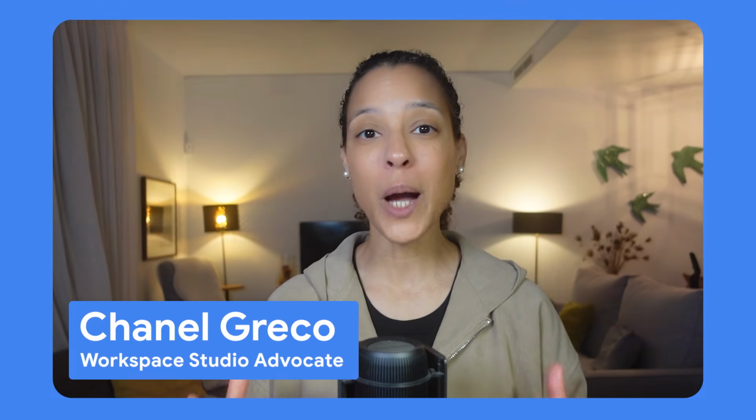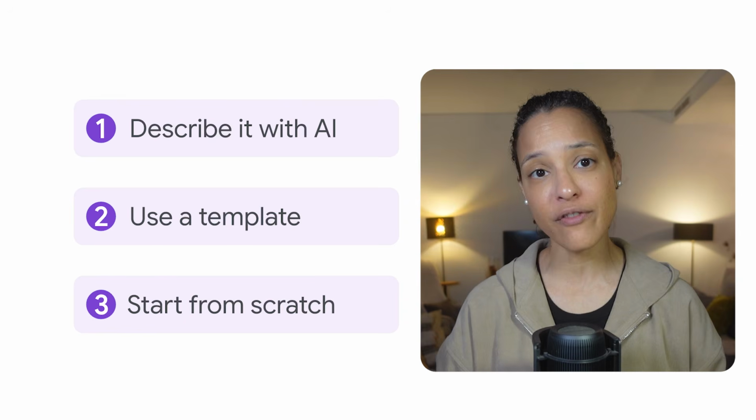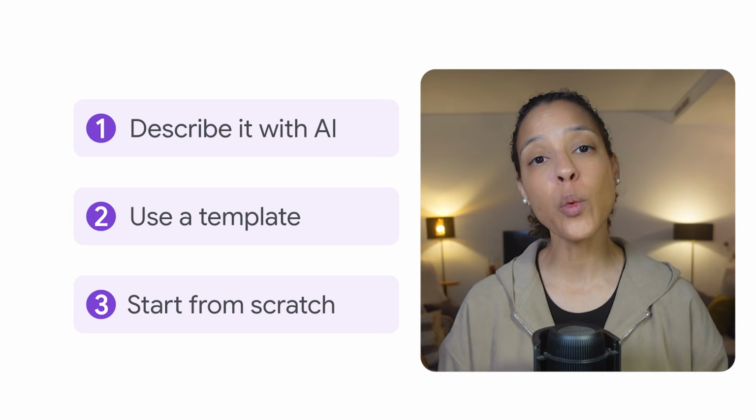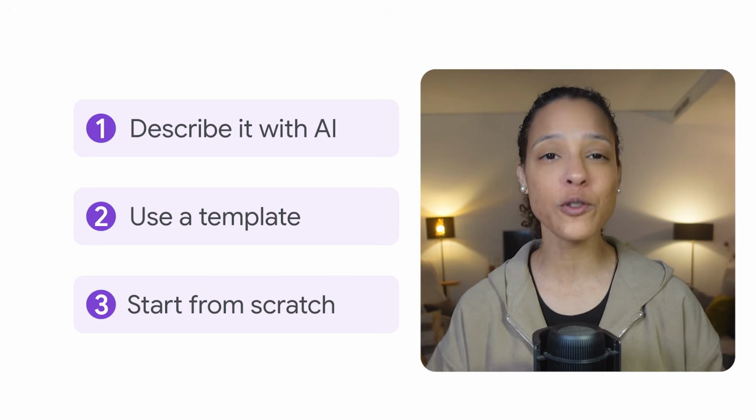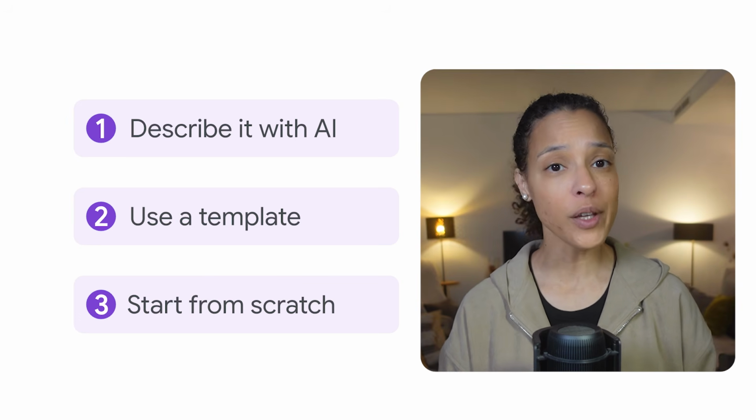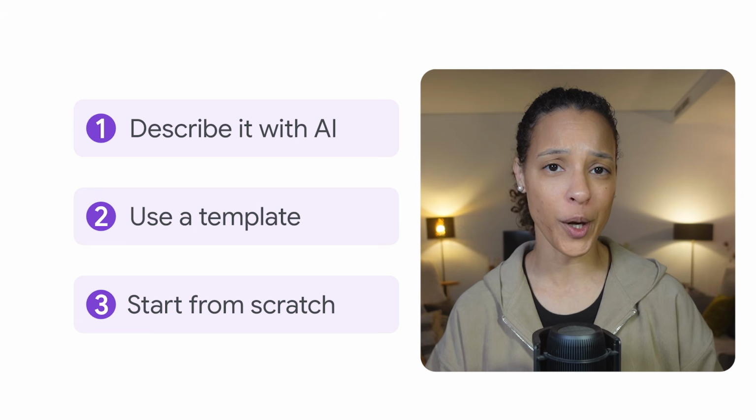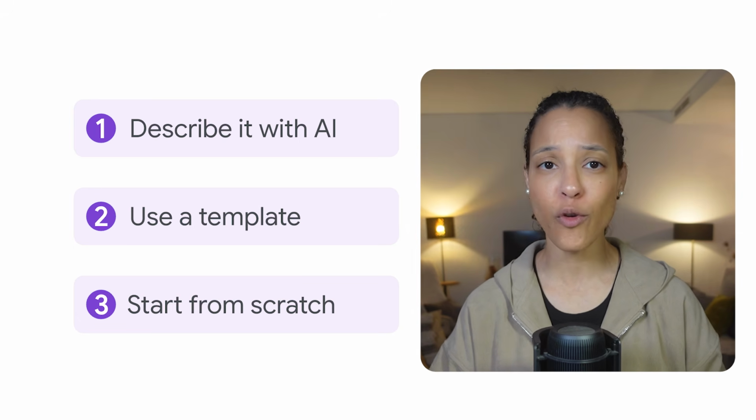In this video, I'm going to show you how to get started with Google Workspace Studio to create workflows that automate repetitive tasks for you. We'll cover 3 different ways you can create workflows, and we'll start with creating a flow by describing it. This way, you tell Gemini what you want to automate, and it will build the flow for you.